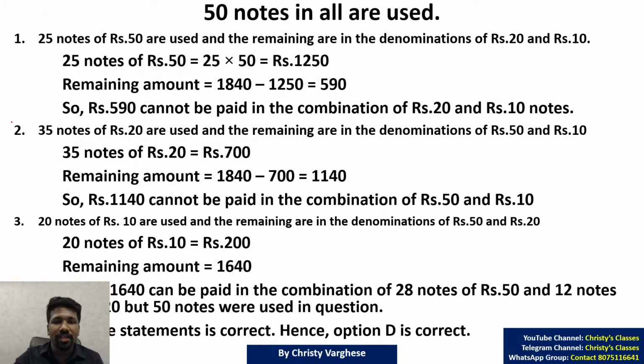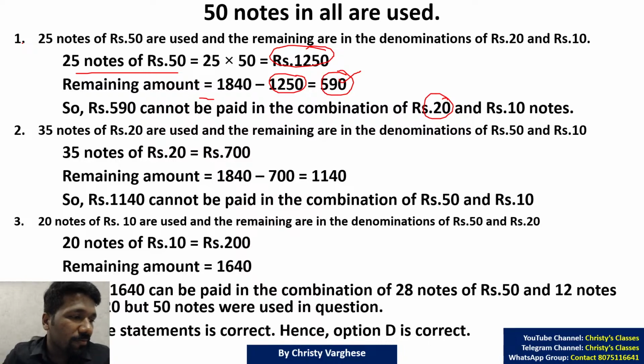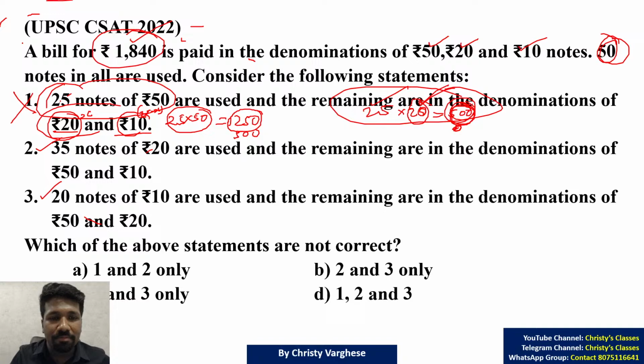All of you are understanding? More clearly I have mentioned it here. 25 notes of 50 rupee means 25 into 50, 1250. The remaining amount, if you want, you can find: that is 590 rupees. But all being 20 rupee also will not give you 590. It will only be 500. That is why the first statement is impossible. Is it clear to all of you?